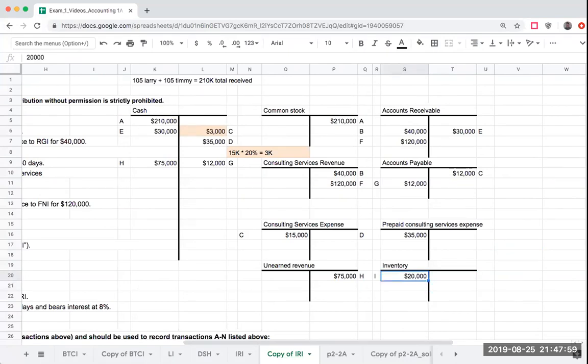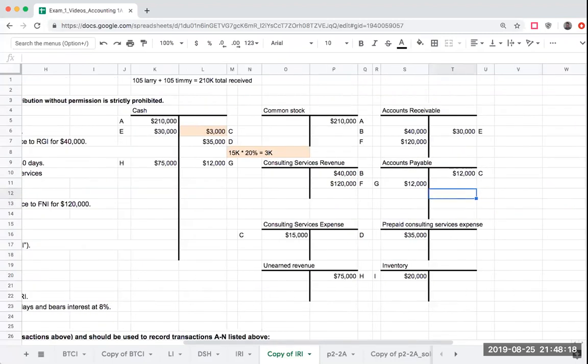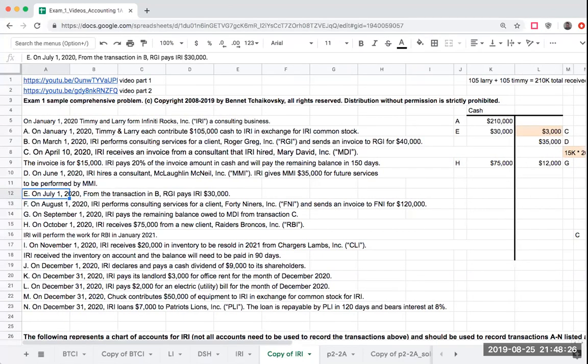For every debit, I need a credit. What account do I want to credit? Accounts payable. I've received an asset, but I haven't paid for it yet. So I'm going to be crediting accounts payable. That's going to be letter I for $20,000. Okay, are there any questions on letter I?